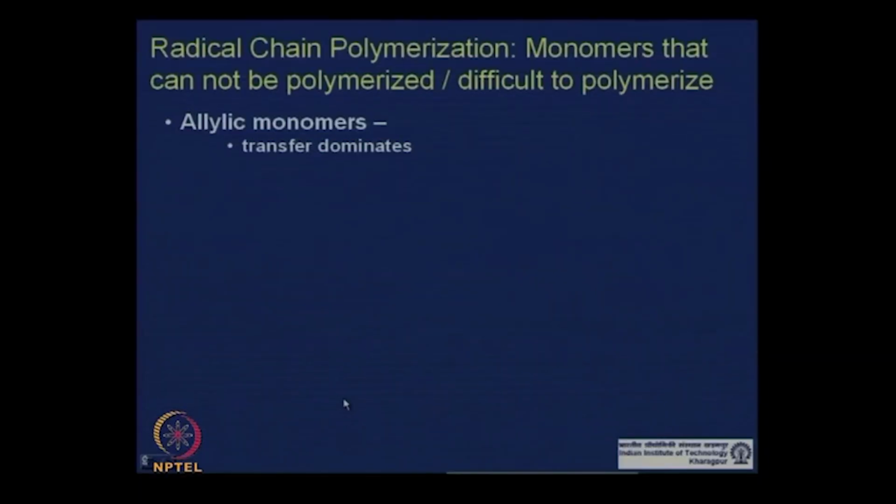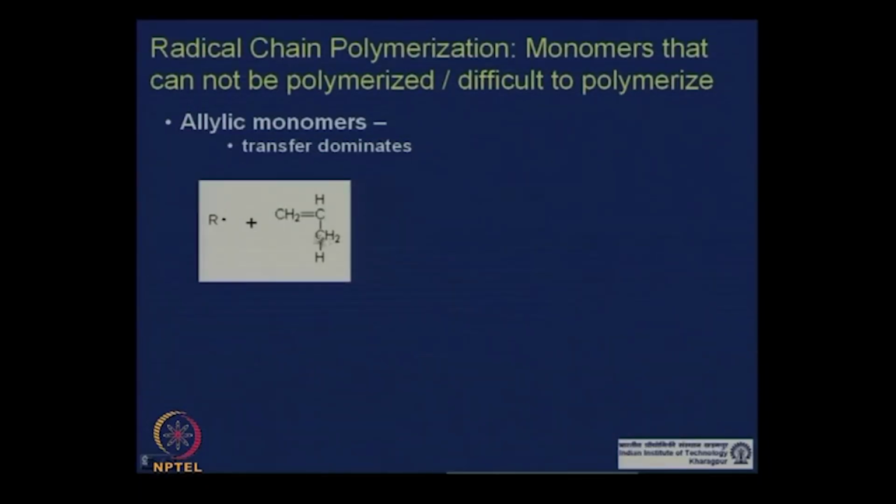So, in the case of this allylic monomer, for example the propylene we just mentioned in the last slide, if you have a radical, it can react with propylene to form a chain initiating species, which can react with another propylene monomer and propagate the polymer chain, and this can be stabilized inductively. So, there should not be any problem in that sense.